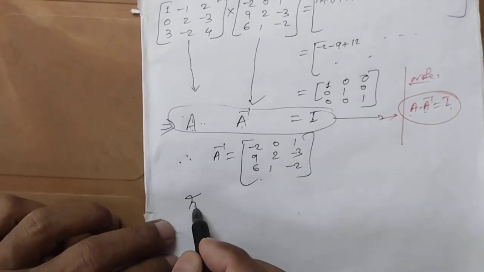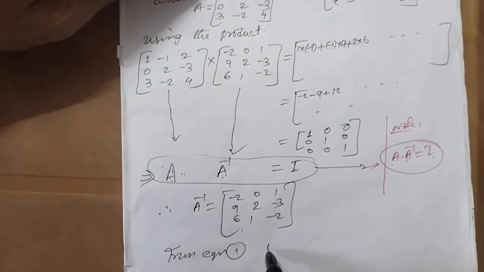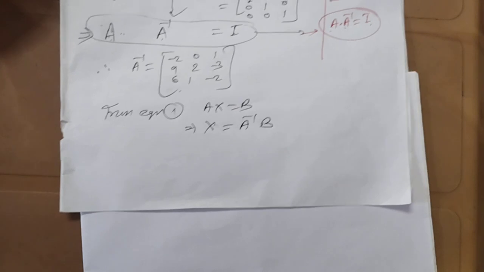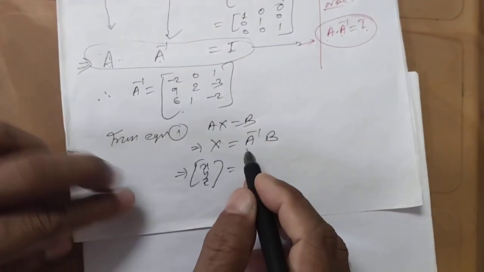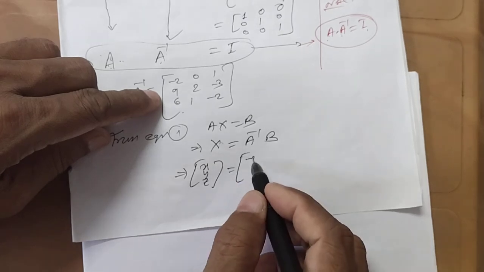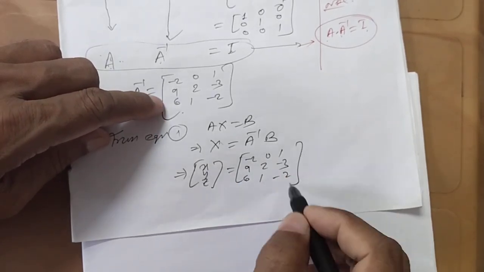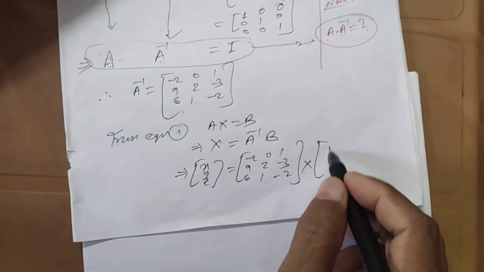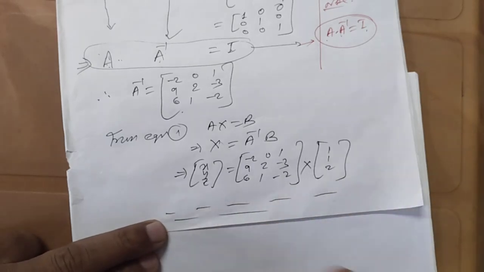After getting A inverse, from equation 1, what is equation 1? Equation 1 is AX = B. This implies X = A inverse B, and we got A inverse. X is x, y, z, and A inverse we got here: minus 2, 0, 1; 9, 2, minus 3; 6, 1, minus 2, and B is the numbers on the right side. It was 1, 1, 2, and like before in the previous class, you can solve and get the values of x, y, z.